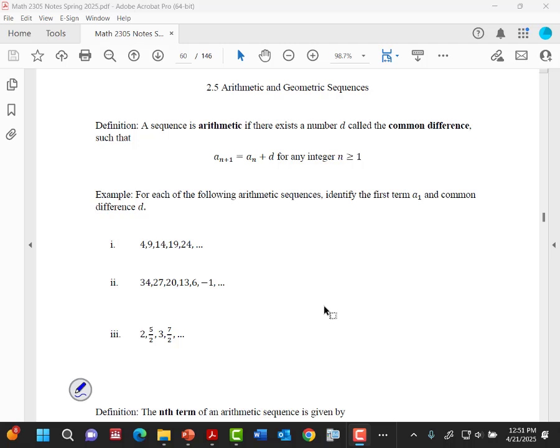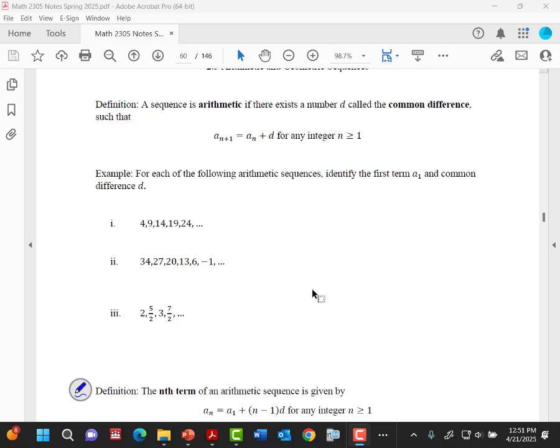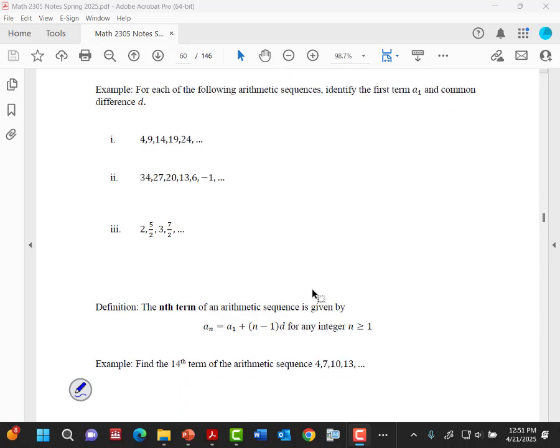A sequence is arithmetic if there exists a number d called the common difference, such that a sub n plus 1, so the next term in the sequence, the n plus 1 term, equals the nth term, a sub n, plus d, where d is this common difference for any integer n bigger than or equal to 1. So let's just take a look at a couple of examples.